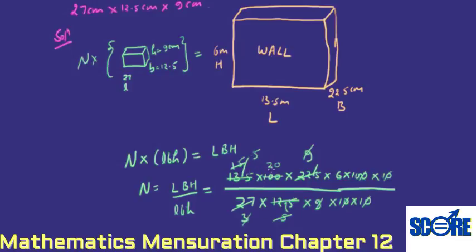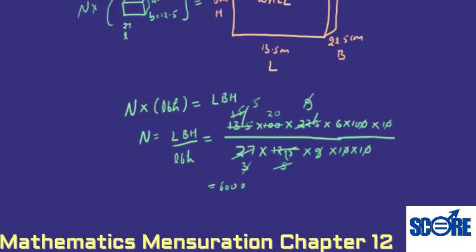So 5 into 20, that is 100. 100 into 6, that is 600. Now 600 into 10, that is 6000. So the number of bricks that are required to construct the wall is 6000. You do need 6000 bricks to construct the wall. So that is our answer.